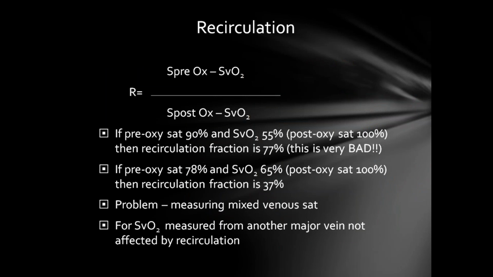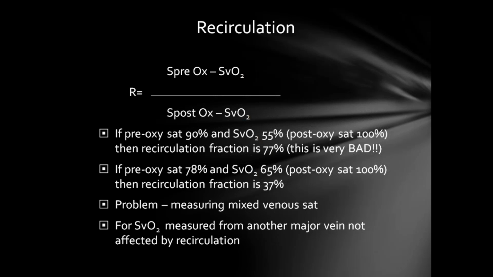And this is the formula. How will you calculate recirculation? You have pre-ox saturation minus venous saturation, and post-ox saturation minus venous saturation. So if you have a pre-ox saturation of 90, that itself means that the patient has got recirculation. So 90 minus the venous saturation over 100 minus the venous saturation, the fraction of that will calculate the recirculation. If the recirculation is more, then you need to do something about it.